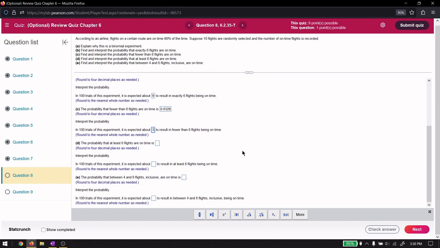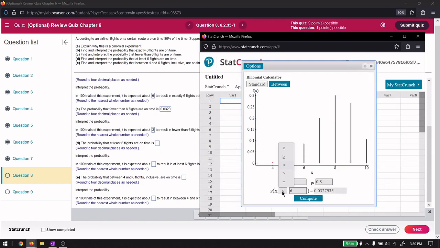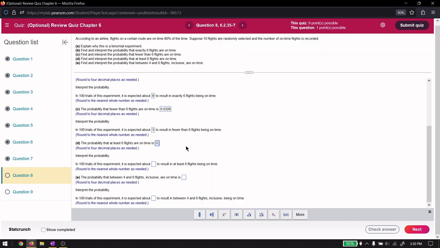Probability that at least 6 flights are on time, at least, is going to be greater than or equal to 6. And you see we get 0.9672. Multiply that by 100 and you get 97 rounded.